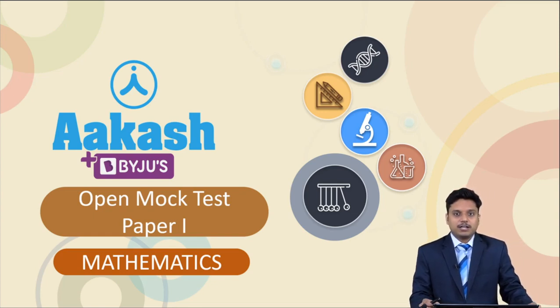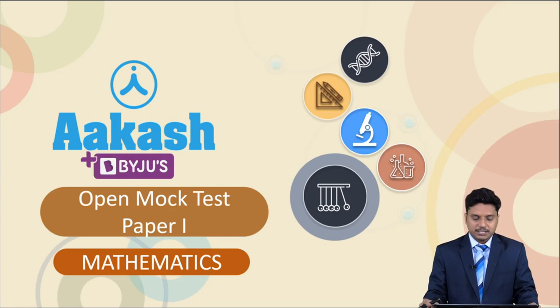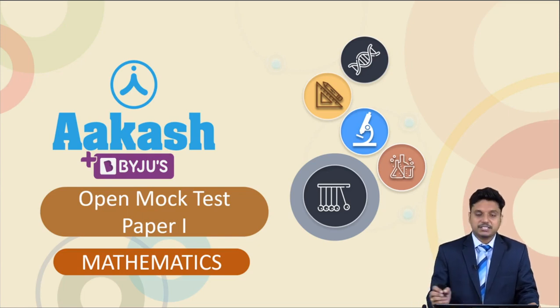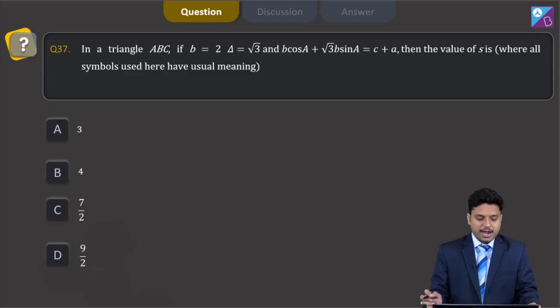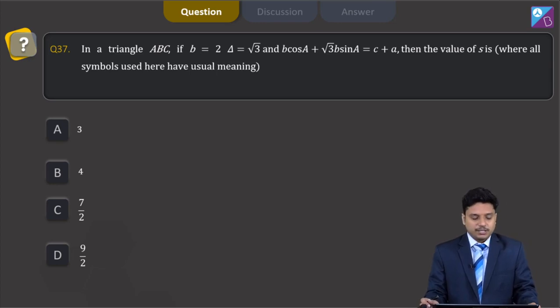So first of all, let's start with question number 37, which is a single correct type question, and it comes from the house of solution of triangle. Here we are given this information that for a triangle ABC, small b is equal to 2 and delta, which is the area of the triangle, is root 3, and b cos a plus root 3b sin a is given as c plus a. Then we have to try and find out this value of s.